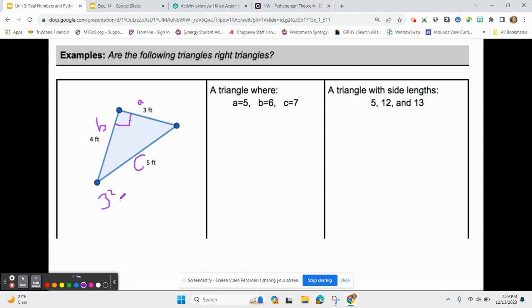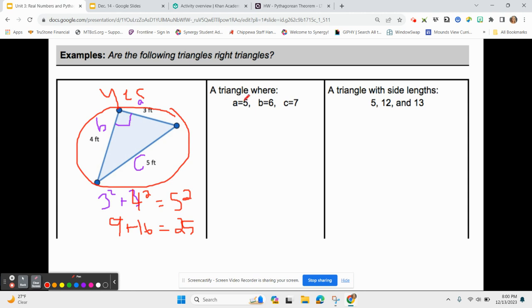3 squared plus 4 squared, oopsies. Finding my little eraser here. I can't find it, so I'm going to say 4 squared. We want to know, does this equal 5 squared? So 9 plus 16. You guys are probably faster than me right now. Ooh, look, yes, it does equal 25. So yes, this does make a right triangle.